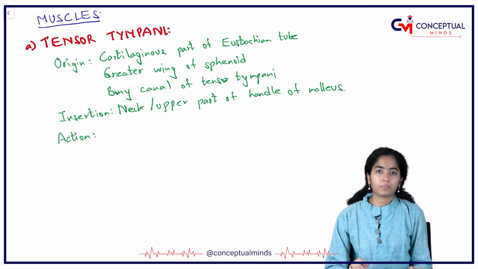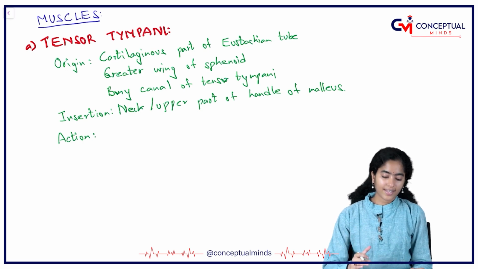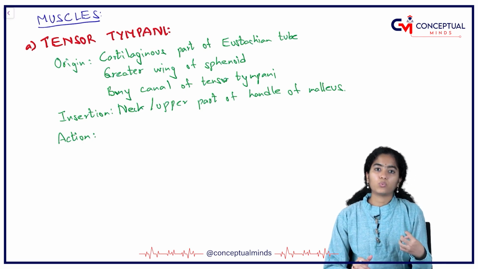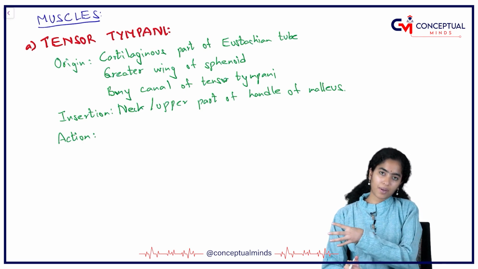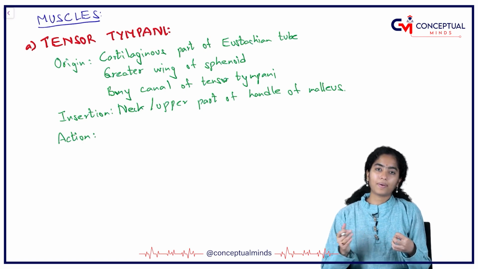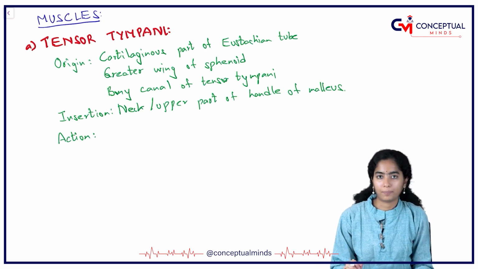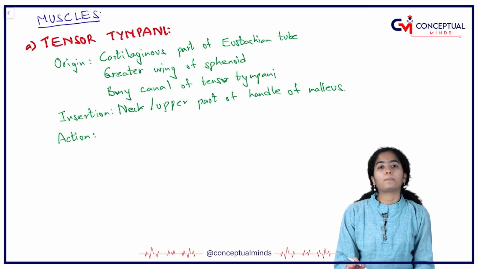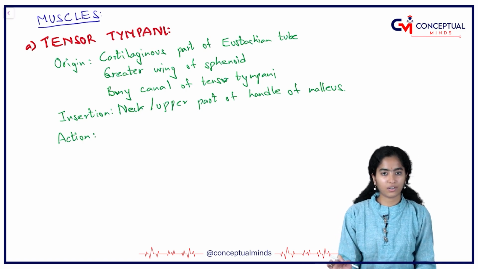And what happens if the tympanic membrane is tensed? It reduces the force of vibrations. Why does all this occur? In response to loud noises. When there is a very loud noise, this tensor tympani muscle contracts, and when it contracts, because it is inserted on the neck of malleus, the handle of malleus gets pulled medially and the tympanic membrane will get tensed, and this will reduce the force of vibrations. So, tensor tympani has a protective action against loud noises. That is its basic function.